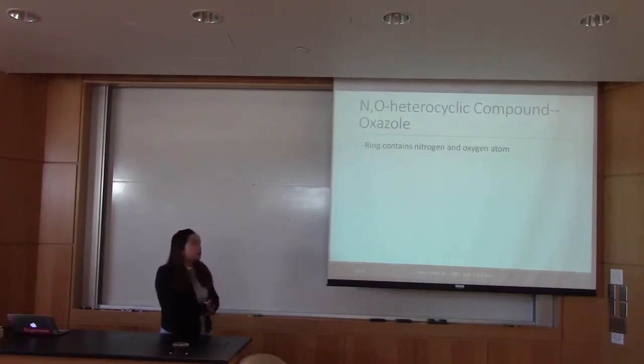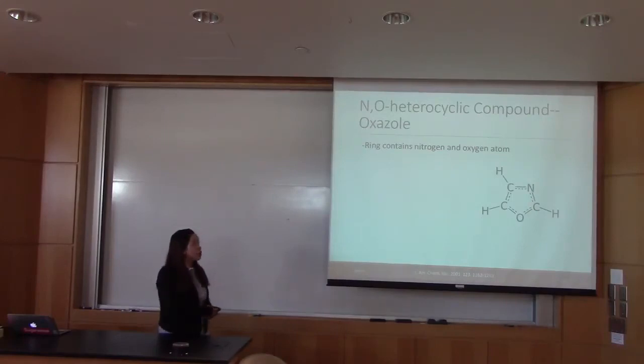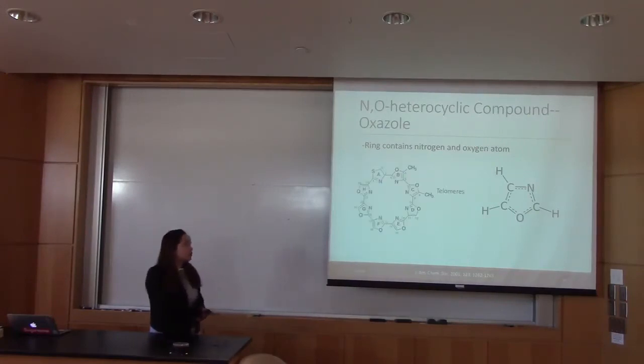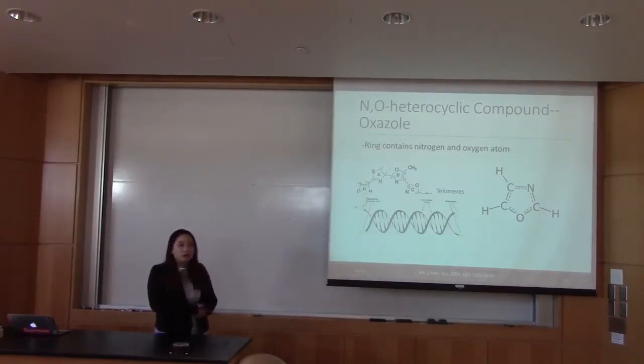The next heterocyclic compound I will introduce is the oxazole. Oxazole is a 5-membered ring that contains nitrogen and oxygen atoms, and this is the structure of the oxazole. Oxazole is also involved in lots of natural products and medicines. For example, telomeres have a lot of the oxazole in here. For example, they have one here and another one, and this is used to protect the DNA strands physically.